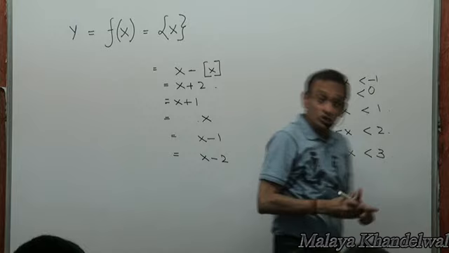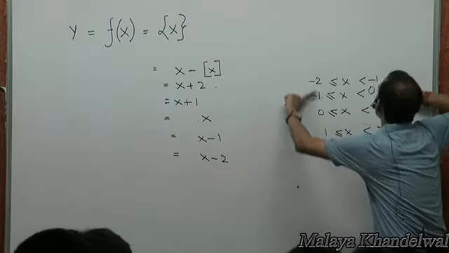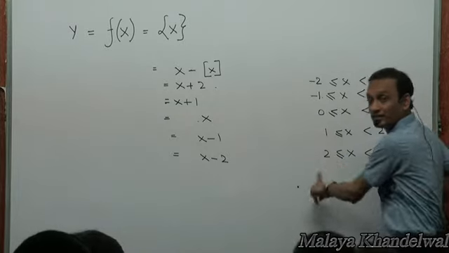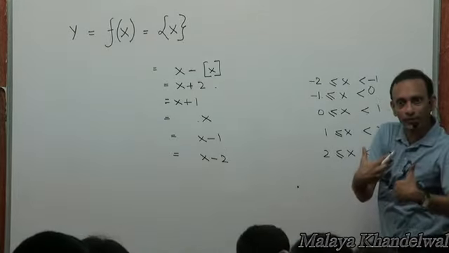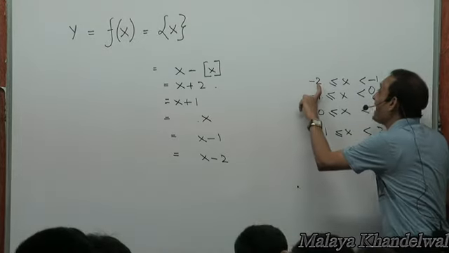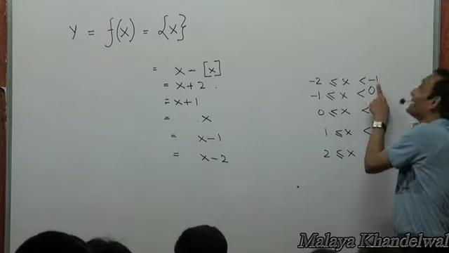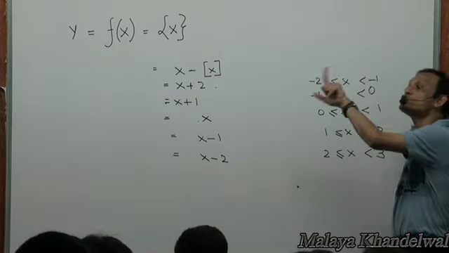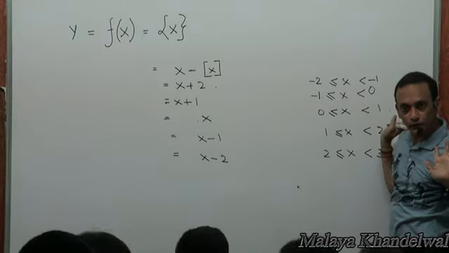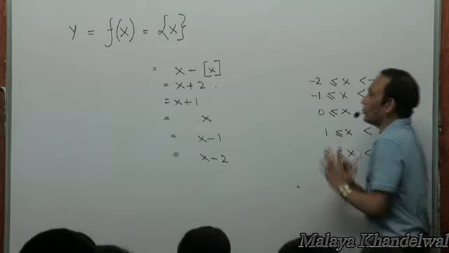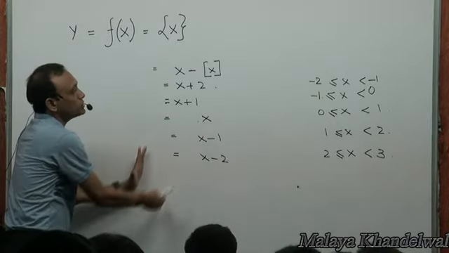Yes or no? This is the description of the fractional part of x in various intervals, each of length 1 unit. And in each of these descriptions, the noteworthy point is that the left end of the interval is included in the description, but the right end of the interval is not included in the description. Yes or no? Right? Now, let's aim at drawing the graph based on this description.